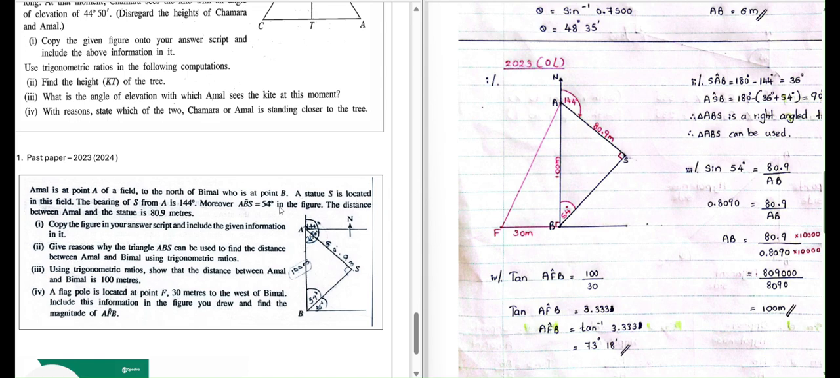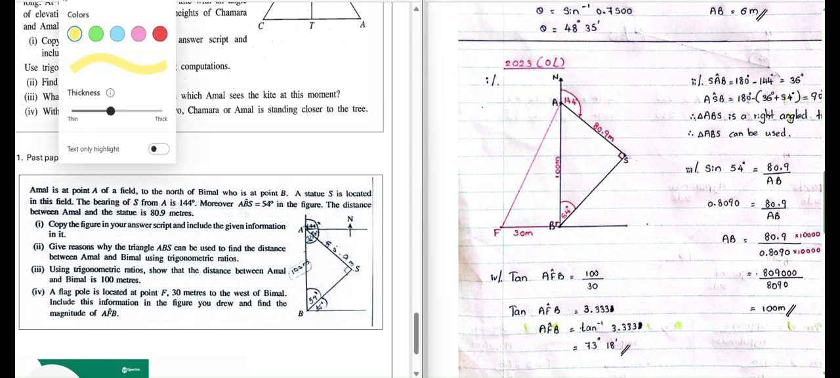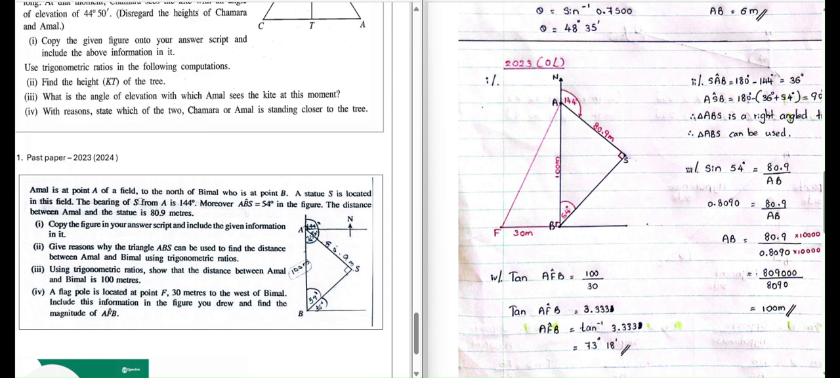A statue S is located in this field. The bearing of S, the point is given, it is here. And the bearing of S from what? This is the most important thing here. So we have to check the bearing from where? The bearing of S from A is 144. From A. So I told you, if the bearing is given with respect to another place, we have to consider this given magnitude of the angle starting from the north direction of that respective location. So we have to take the north of A.